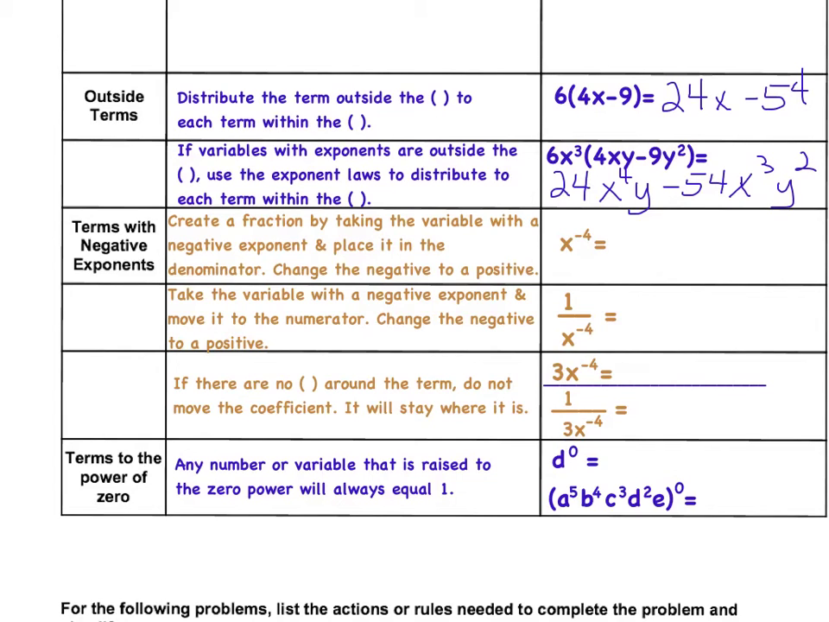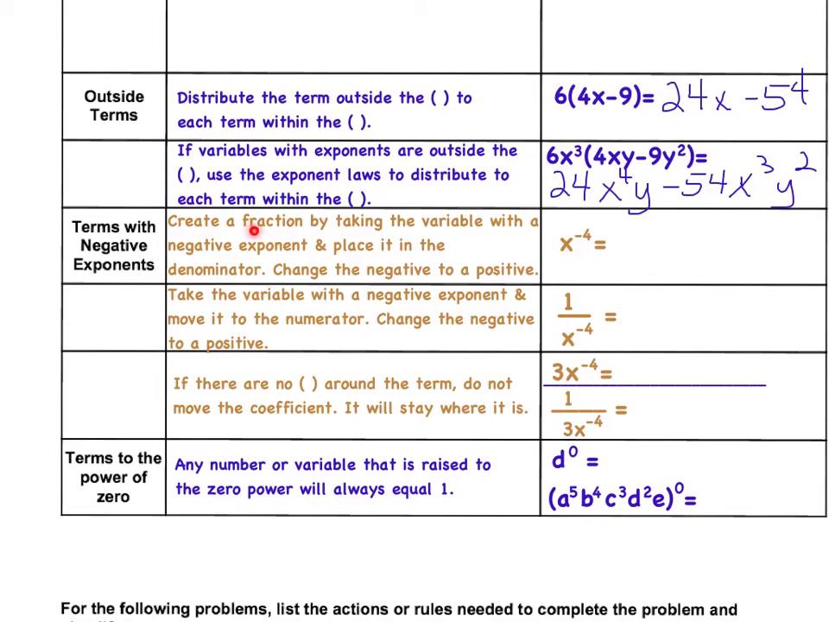So this would be your answer, 24 x to the fourth times y minus 54 x to the third y squared. Now let's look at terms with negative exponents. In our first example, we have x to the negative 4 power. This one might seem a little tricky, but just bear with me.